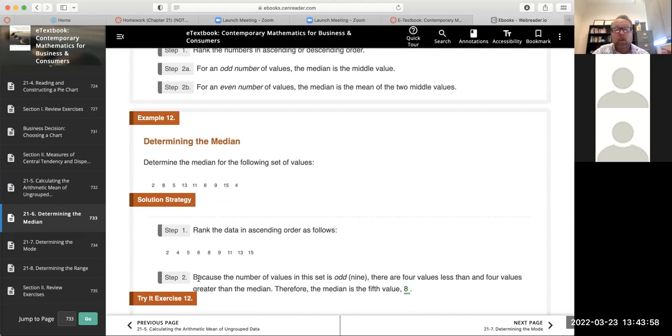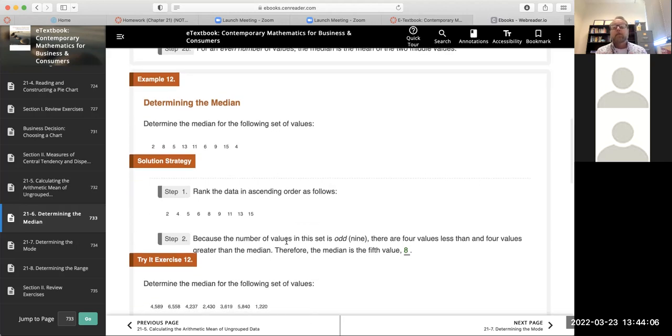So you want to put them in ascending order, sorry. So 2, 5, 6, 8, 9, 11, 13, 15, 19. And then you're just going to find the middle value. So in this case, there are 1, 2, 3, 4, 5, 6, 7, 8, 9 values. So the middle value is going to be 9. So what is the median? 9. That's your answer. Pretty simple.